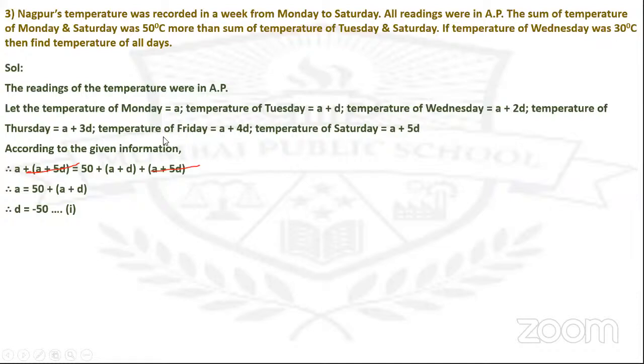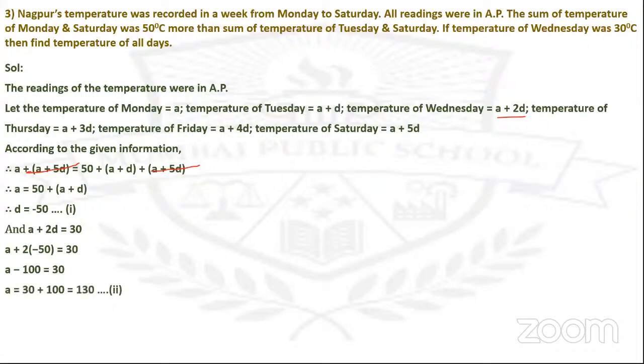Wednesday equals to 30 degrees. So what is Wednesday? A plus 2D. Wednesday kya hai? A plus 2D. So A plus 2D equals to 30. Substitute. Check. D as minus 50. So you'll get A plus 2 into minus 50 equals to 30. So A minus 100 equals to 30.